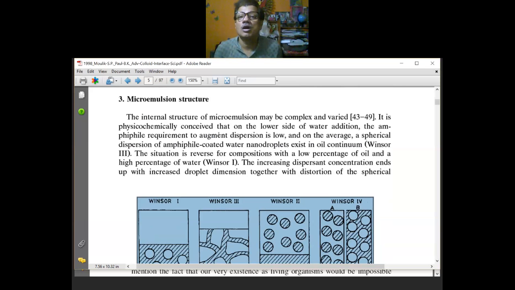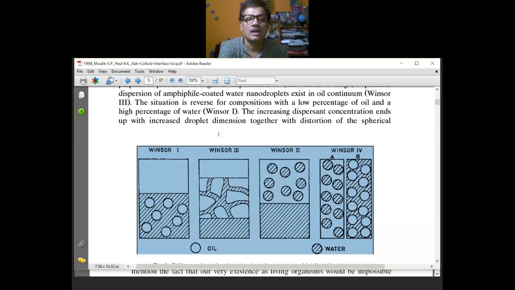So if you are asked what is a microemulsion, you can define. What is macroemulsion, you can define. What are the 4 different types of microemulsions? There are 4 types in the classification, Winsor 1, 2, 3, and 4, as I have mentioned.